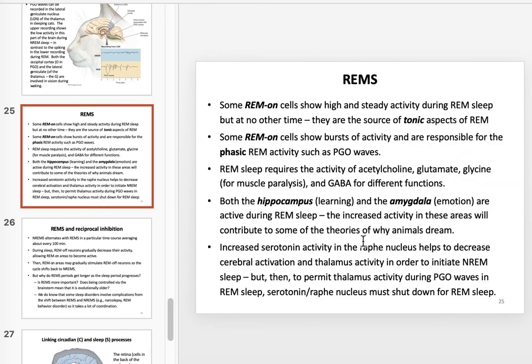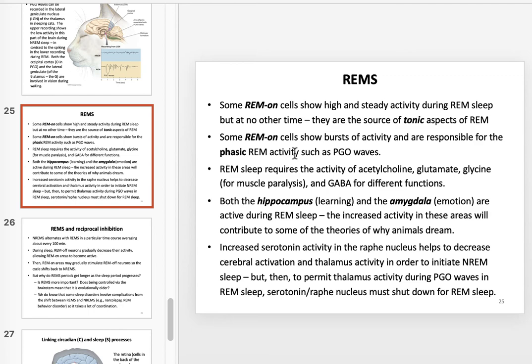Okay, so we had REM off cells and REM on cells, and now I'm going to add one last complication. REM on cells can be tonic or they can be phasic. And so tonic refers to steady activity. So there are some REM on cells that are active and stay active all during REM sleep, no other time. Then there are other types of cells that show bursts of activity, and they're responsible for these phasic things like PGO waves. So two different types of REM on cells that look different activity-wise, but they're both active during REM sleep. They're not active during non-REM sleep.